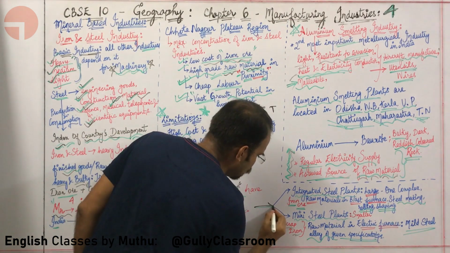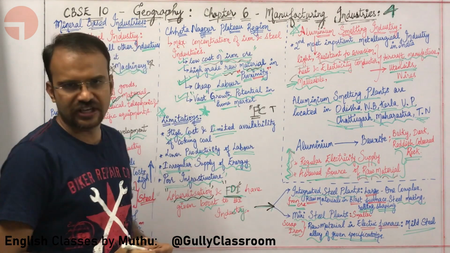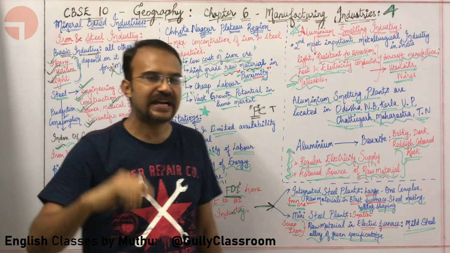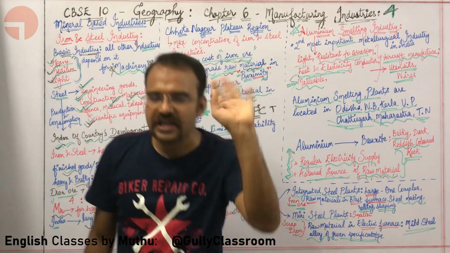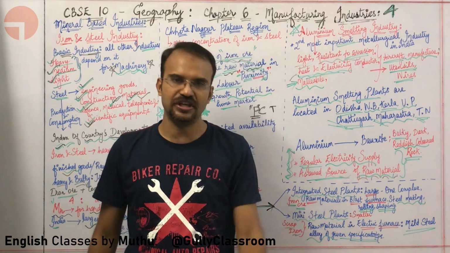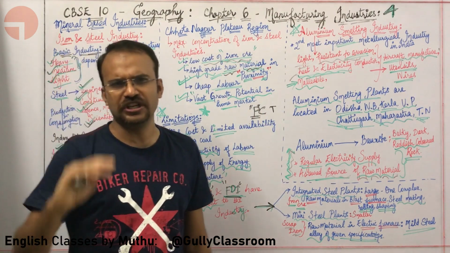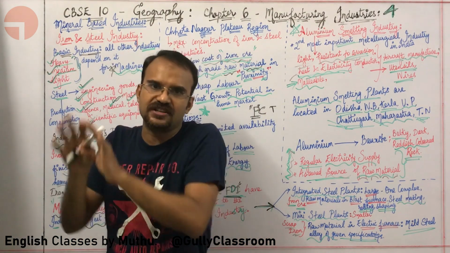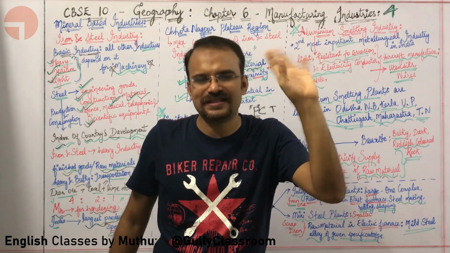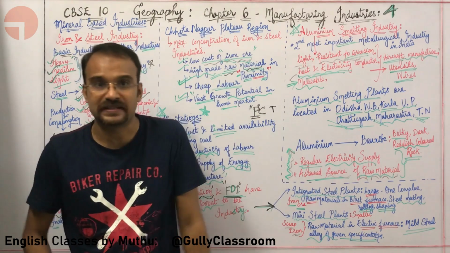What are the two different types of iron and steel industries? There are two types: the integrated iron and steel industry and the mini iron and steel industry. The integrated steel industry is very large and very complex. Mini steel industry, as the name suggests, is very small.